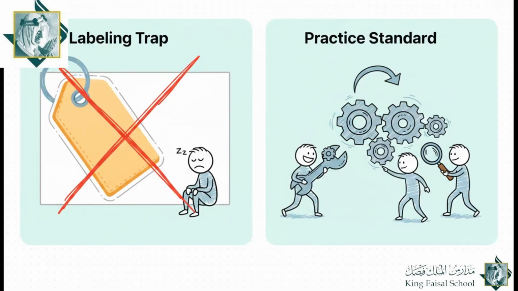To wrap up our framework integration, let's look at the learner profile. We want to avoid what we call the labeling trap. This is where you just pop up a neat little icon, say something like, okay, everyone, today we are being thinkers, and then proceed to deliver a 40-minute lecture. The label is there, sure, but the skill itself is totally absent.